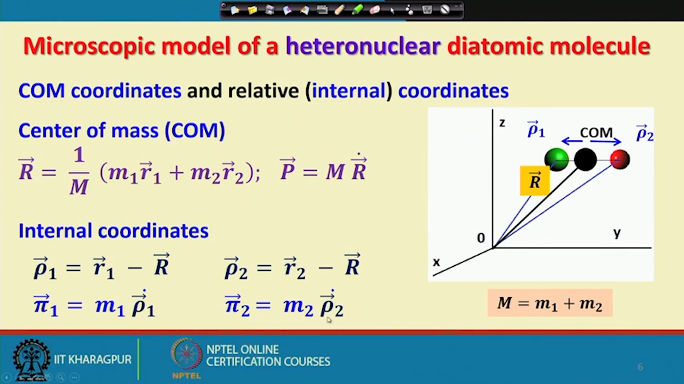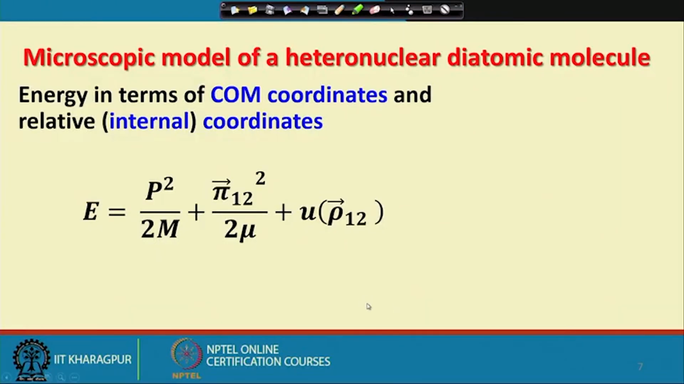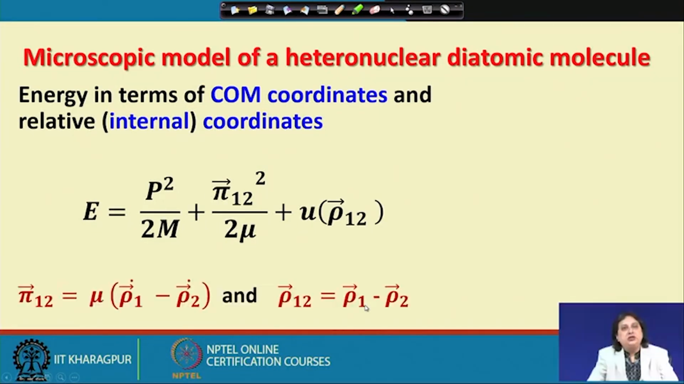Now, once I have introduced this center of mass coordinates and the relative coordinates, let us see if they give us any kind of advantage in terms of separating out different types of motions present in the system. So, that is exactly what we will see here. We will introduce a few more changes in the total energy.